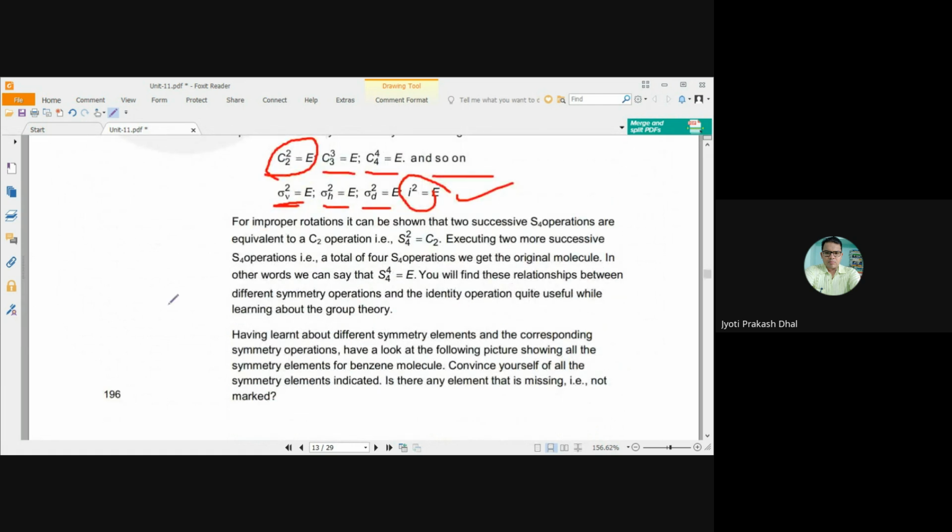So for improper rotation, it can be shown that two successive S4 operations are equivalent to a C2 operation. So S4 squared is equivalent to C2, and executing two more successive S4 operations, that is a total of four S4 operations, will give the identity operation. So S4 to the fourth is equivalent to E.